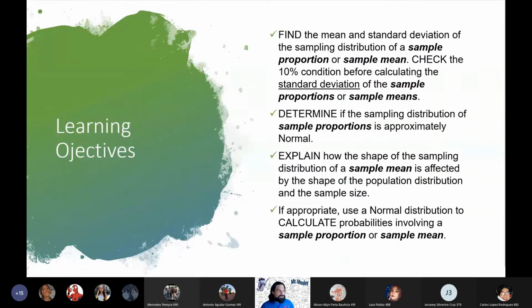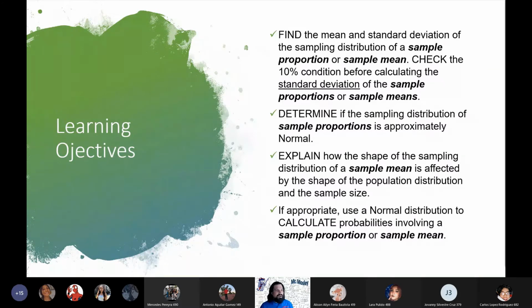All right, so our learning objectives today are to find the mean and standard deviation of the sampling distribution of a sample proportion or a sample mean. We need to check the 10% condition before calculating the standard deviation of sample proportions or sample means. The 10% condition applies to both, and that's making sure that the sample is not larger than 10% of your population. We're going to determine if the sampling distribution of sample proportions is approximately normal. There's a special condition attached to that.